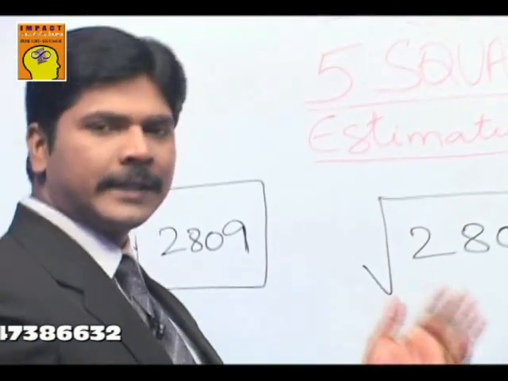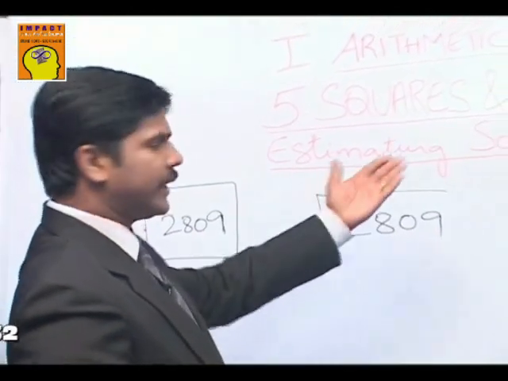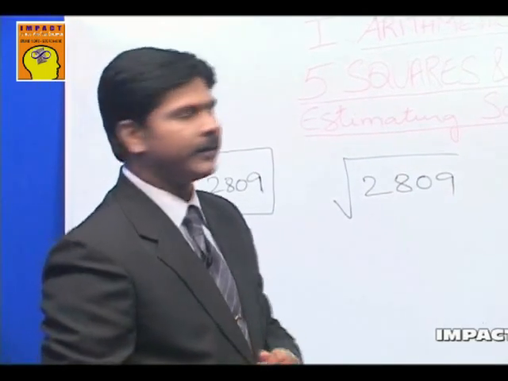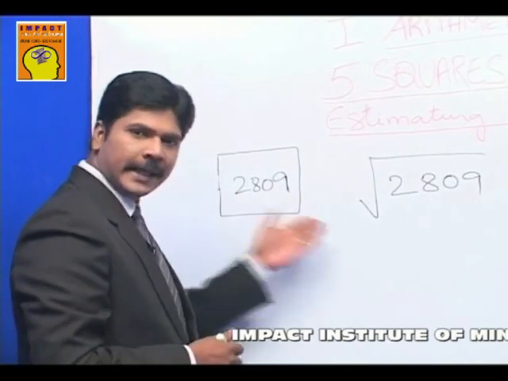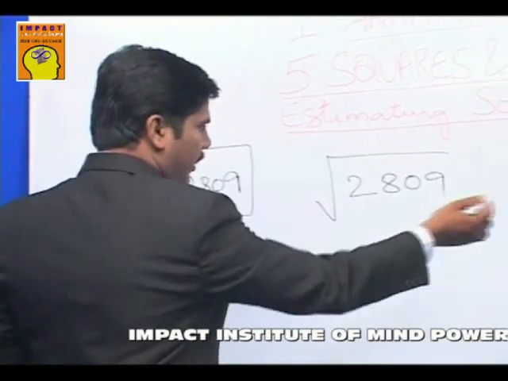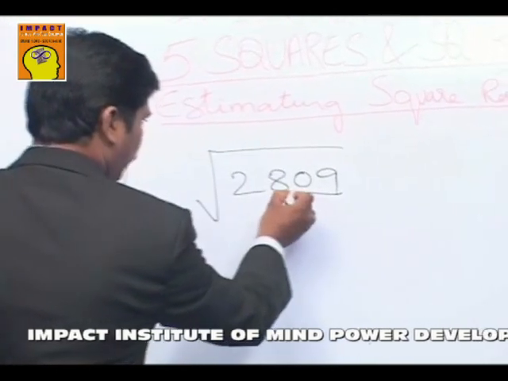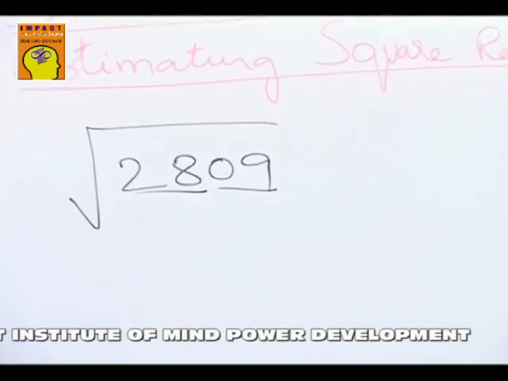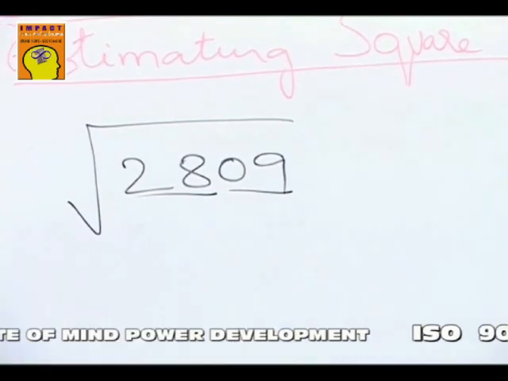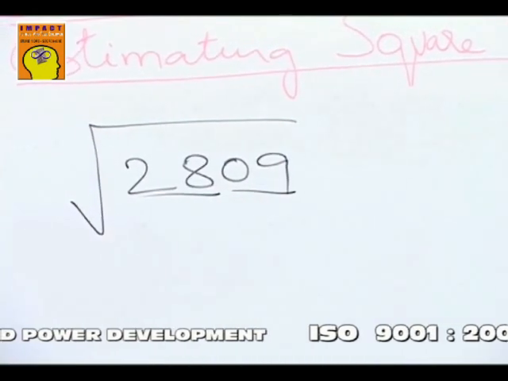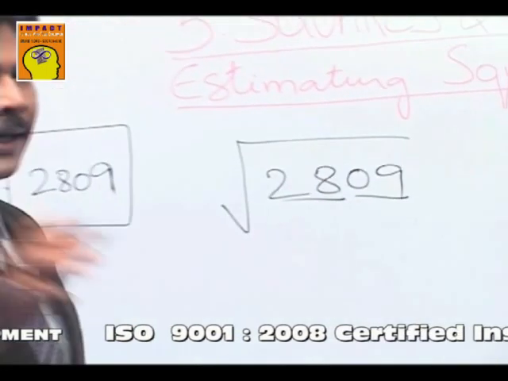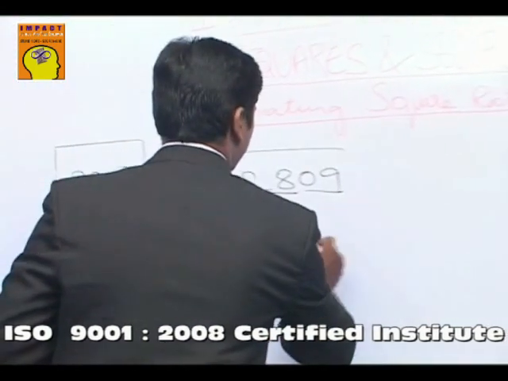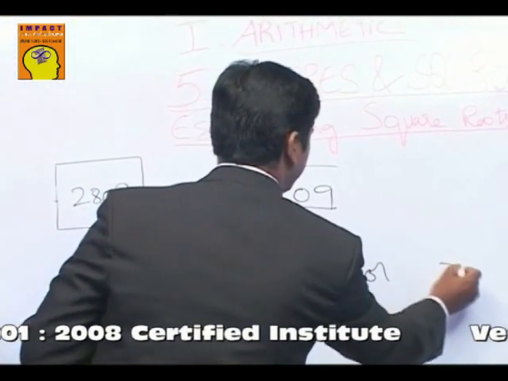Okay, now let's see one more example. Under root 2809. What's the square root of 2809? The area of a square is 2809. What are the sides? So start from the right. Underline two numbers. The right underline is only to check what the square number is ending with. It's ending with 9. If the square number ends with 9, the square root ends with 3 or 7, right?